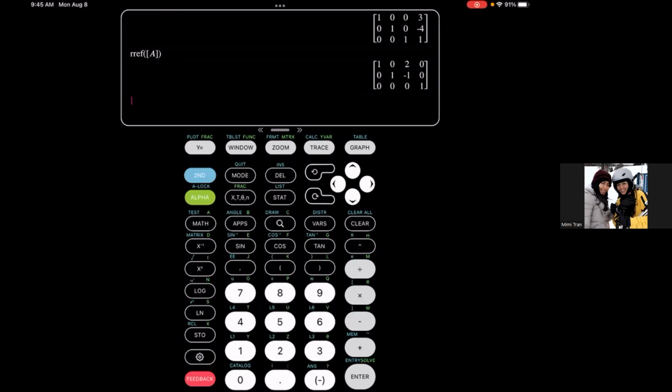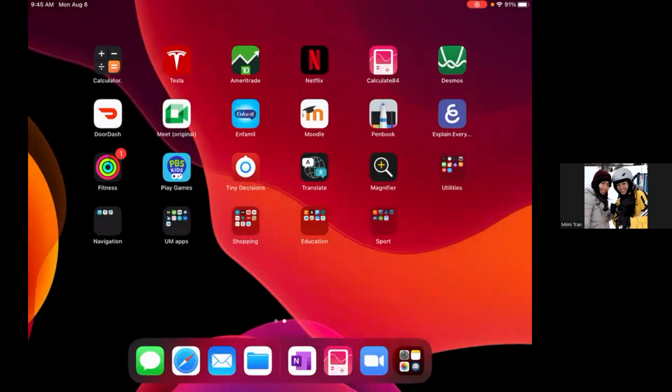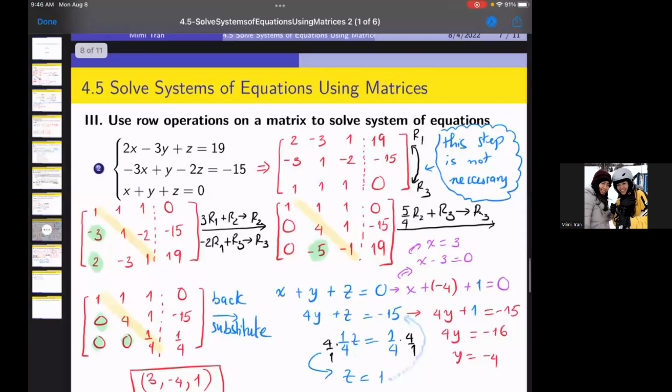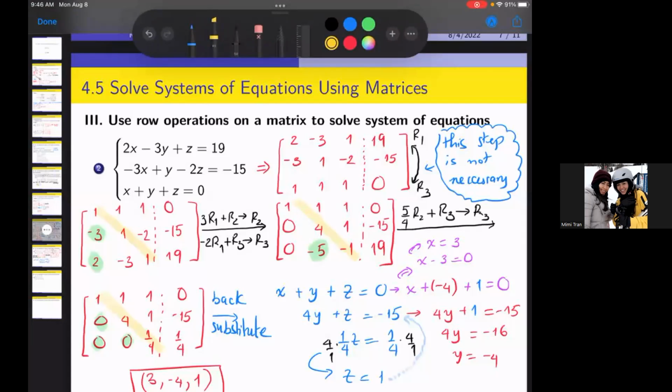By the way, it's not going to match up with what we have. The point is that you have a solution. But here they do all REF. We did only EF. We're missing the R, right? They did more. The calculator did more. So for example, if I go back up to this one, here is your diagonal.